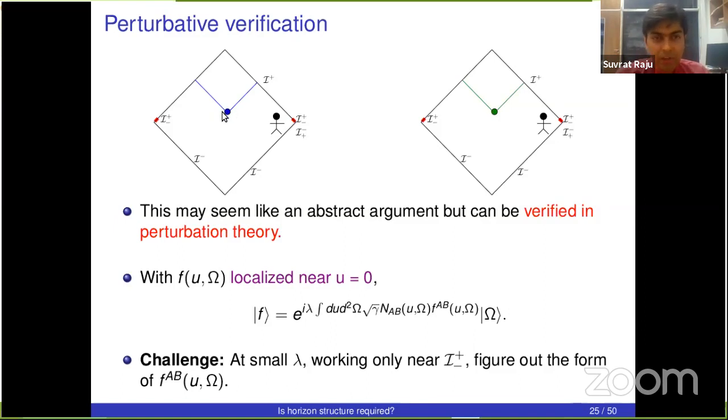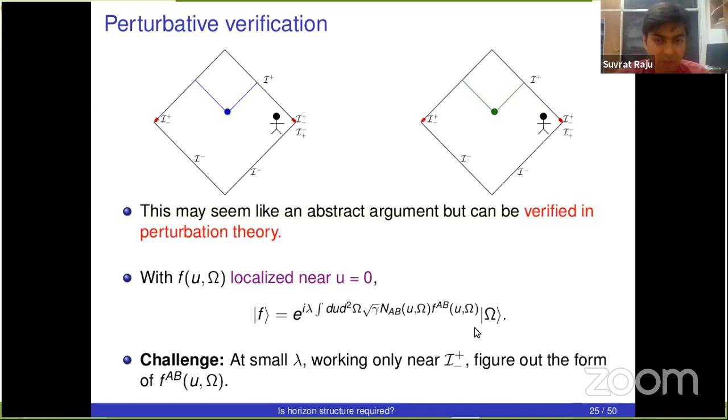Someone has created a shockwave, that's this blue shockwave, that's going to come and hit null infinity at a later time. It's going to propagate with the speed of light and hit null infinity where this blue line hits null infinity. But this person could have created a shockwave of a different kind with a different smearing function. That's this green shockwave. More precisely, you take some soft vacuum, let's call it omega, which is maybe some superposition of all the soft vacua I discussed.